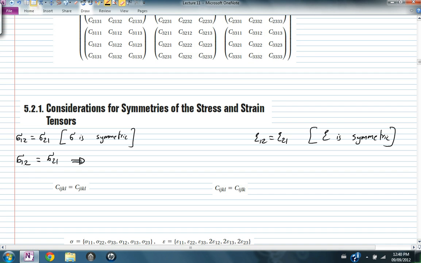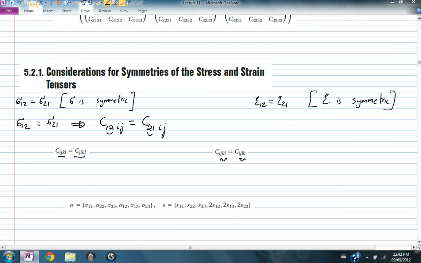So since sigma 1, 2 is equal to sigma 2, 1, that means any constant that has 1, 2 in it, and then ij, has to be equal to the constant that has 2, 1 in it, multiplied by ij, which results in sigma 1, 2 having to be equal to sigma 2, 1. Which means that sigma ij kl has to be equal to sigma ji kl. So the first two, if you swap them, you get the same constant. And since epsilon 1, 2 is equal to epsilon 2, 1, swapping the last two components should also give me the same constant.